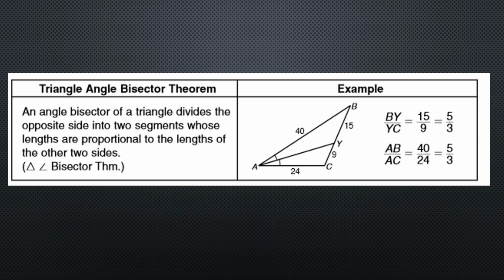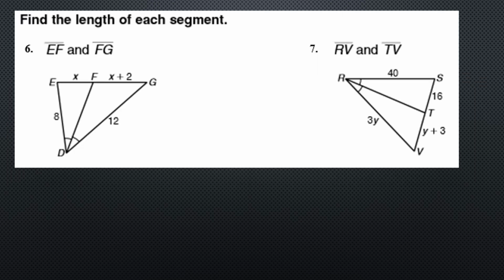All right, the next theorem is the triangle angle bisector theorem. This one, honestly, is the one that feels the least natural of the entire chapter. It's like, really, that's proportional? But anytime you have an angle that's being bisected, the rays of the original angle, so 40 and 24 in this case, are going to be proportional to the parts that are split on the opposite side, which are 15 and 9 in this case. So I'm going to highlight what that looks like.